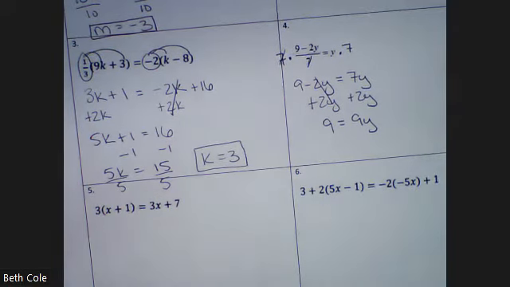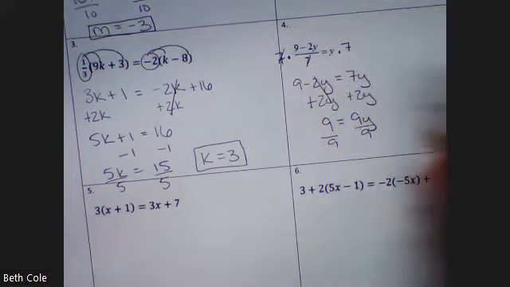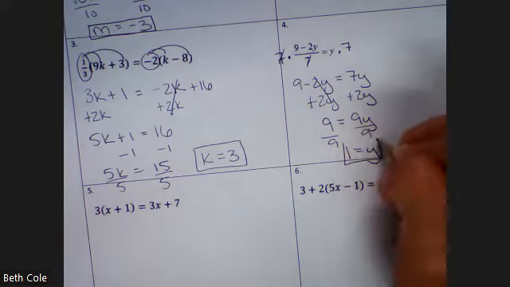Now, oh, I heard somebody say infinitely many. Let's talk about that because it's really close. If you got 9 equals 9, then yes, that would be the answer. But it's 9 equals 9y. So we actually have one more step. Divide by 9, good. And so y equals 1. Yep, good.